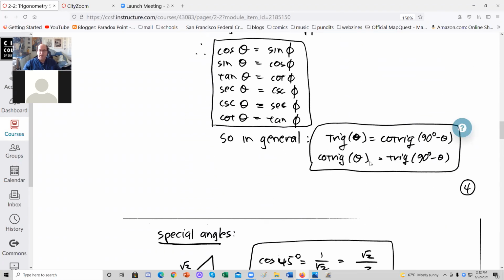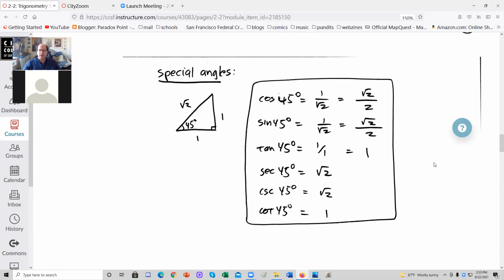So in general, a trig value of an angle is the cotrig value of 90 degrees minus theta. So it's the cotrig of the complementary angle. Cotrig of an angle is trig of the complement, 90 degrees minus theta.